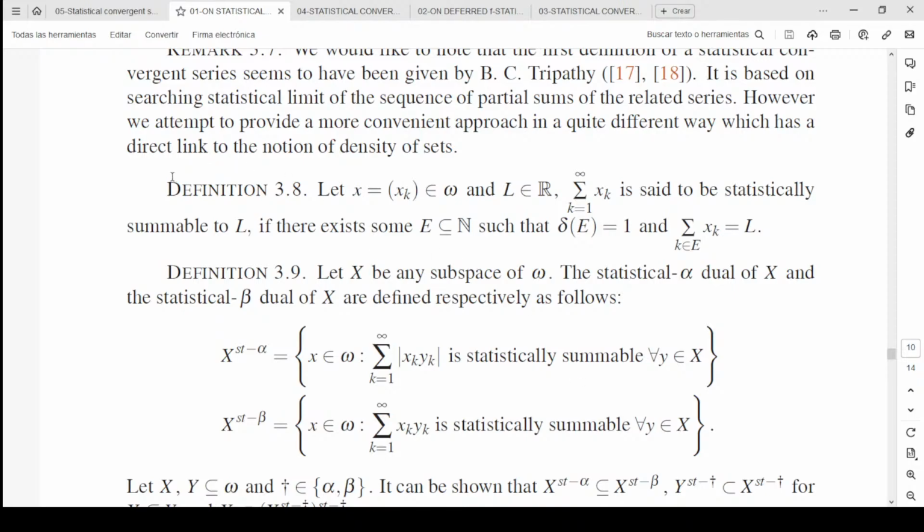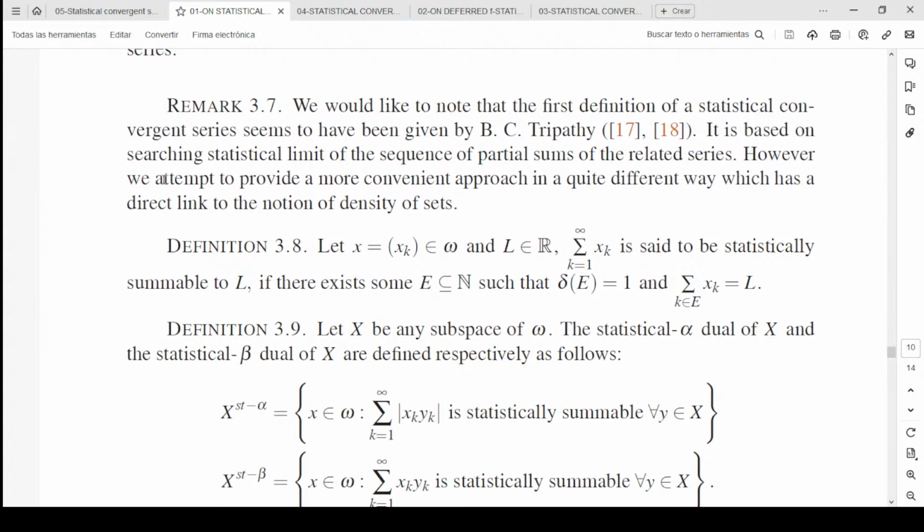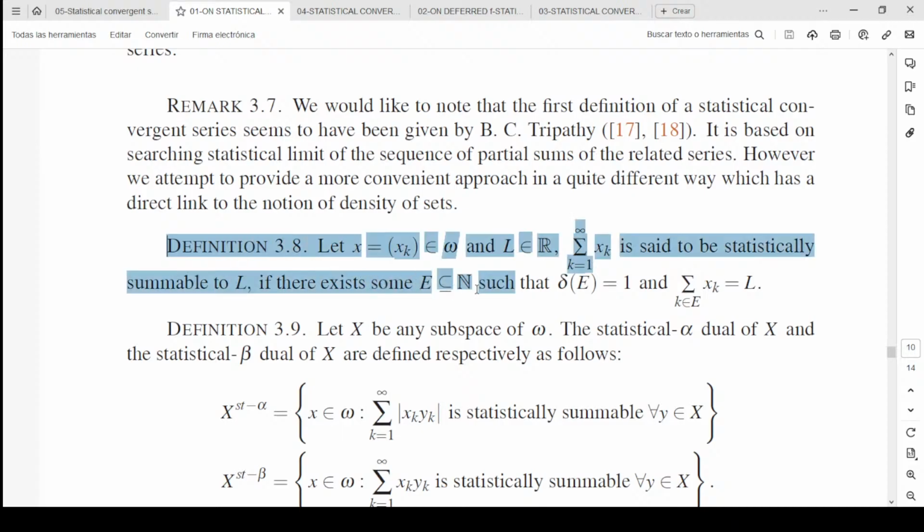So to do this, we define what a statistically summable series is. In the literature, we see that Tripathi gave an initial definition of statistically summable series, which is basically based on the statistical convergence of the sequence of partial sums. But in our definition, we took a little bit of a different way. I believe this is the most crucial definition of this work.